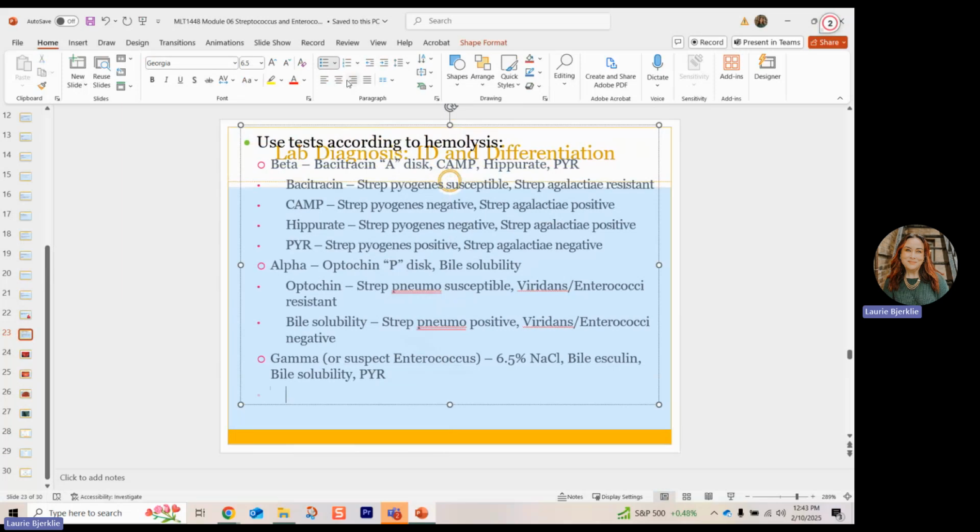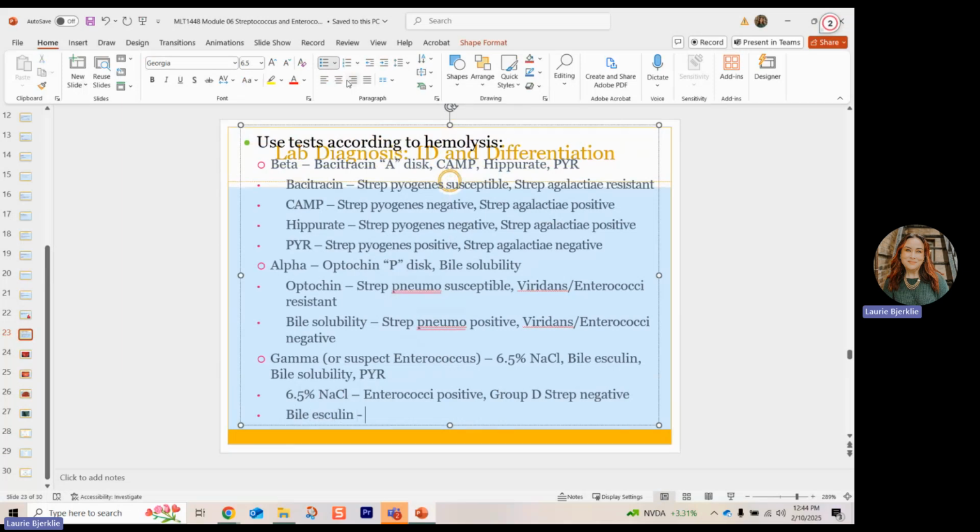Okay, so again, 6.5% NaCl is looking to see if it's tolerant of salt. Can it grow in salt? Does it like to grow in the presence of salt? Enterococcus loves to grow in the presence of salt, so it'll be positive, whereas group D strep is negative. It does not like to grow in the presence of salt.